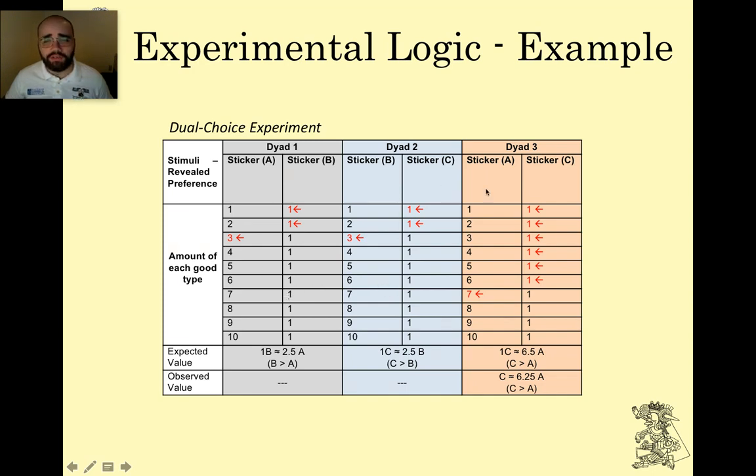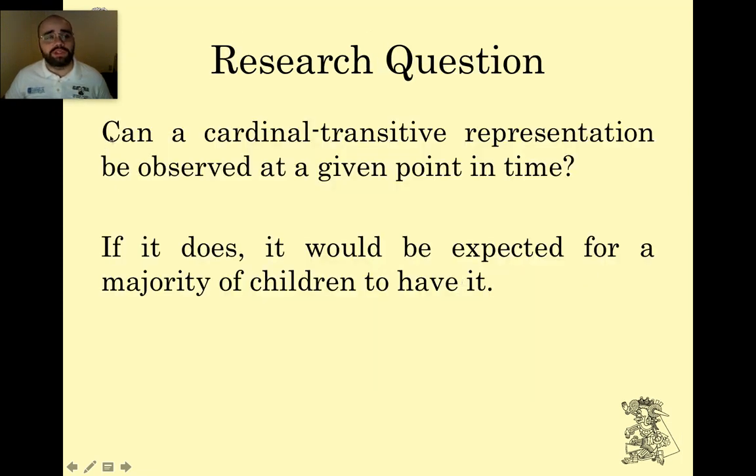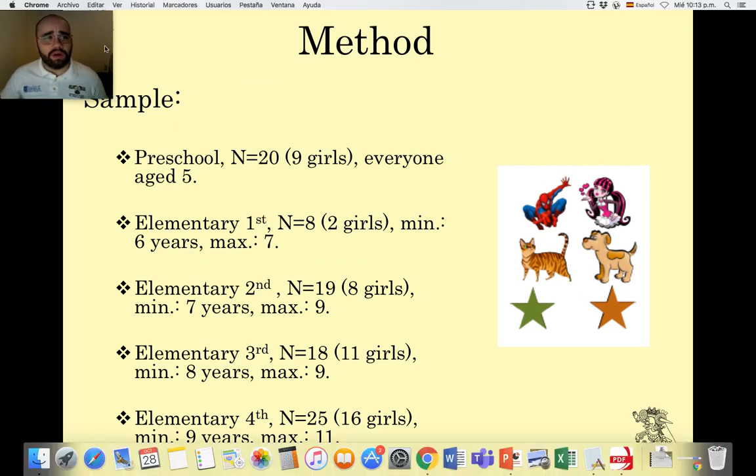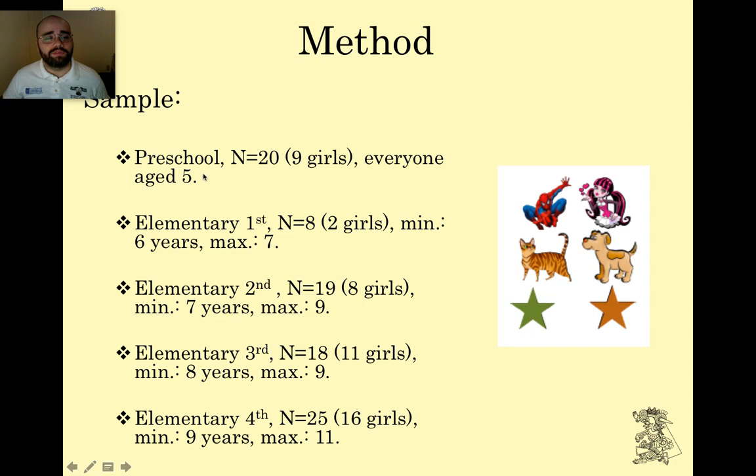So for this experiment, I took into account the amount of children who showed this cardinal transitive representation and those who didn't. So my research question is if at a given point in a given stage of development, I could observe this cardinal transitive representation. And if it did, I would expect the majority of children in a given stage to actually show this sort of trade-off representation. So these are the specific characteristics of my sample.